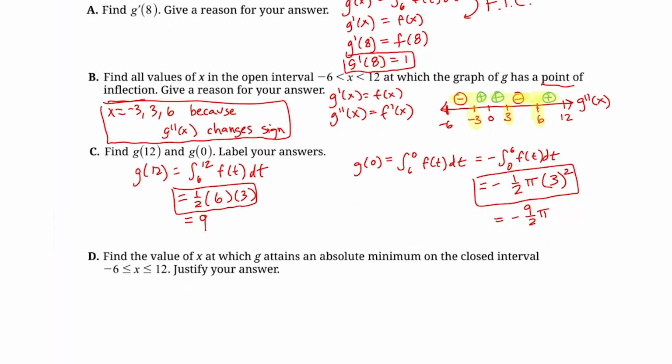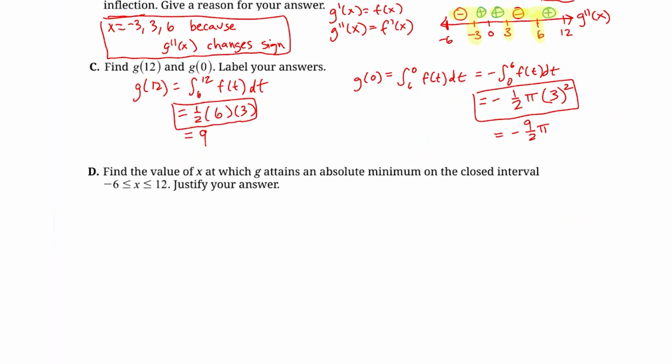Letter D, it says find the value of x at which g attains an absolute minimum on the closed interval. So here we have another extreme value theorem problem, just like we did on the first problem. So a little repetition here between the non-calculator and the calculator one. We're going to approach this just like we did on problem 1. We're going to find the critical values, we're going to find the endpoints, we're going to calculate the value of the function g at each one, and then in this case, since we're looking for a minimum instead of a maximum, we'll be looking for the smallest value in that table.